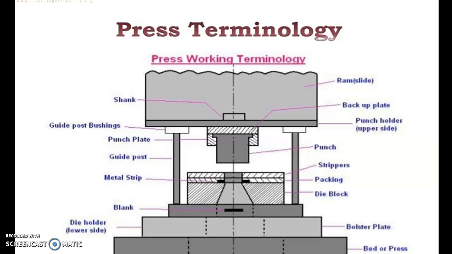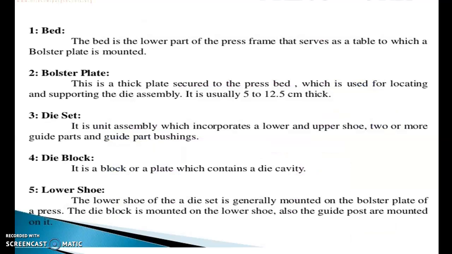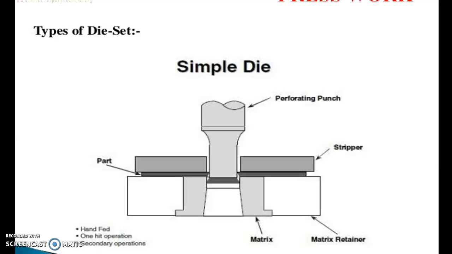So let us discuss the classification of the dies based upon the construction. Already we discussed in my previous video that based upon the construction, the dies are classified into 5 types. Number 1, simple die. Number 2, compound die. Number 3, progressive die. Number 4, combination die. Number 5, rubber die. As per your syllabus, we have 3. These are simple die, compound die, and progressive die.